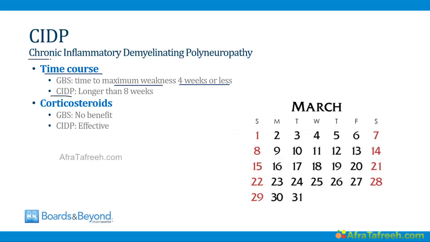CIDP has the word chronic in its name, and that's because it's a more chronic disorder, and it usually takes at least 8 weeks or longer for the patient's symptoms to reach the point where the muscles are maximally weak. And then in terms of corticosteroids, in Guillain-Barré syndrome, as we've already discussed, there's no benefit to corticosteroids. In CIDP, they are effective. And that concludes our module on demyelinating disorders.